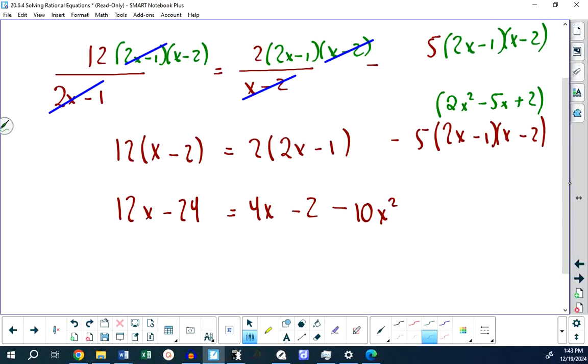2x times x is 2x squared. My outer product is negative 4x, and my inner is negative 1x, which is negative 5x, and then my final product is 2. So the negative 5 times the 2x squared is negative 10x squared. The negative 5 times the negative 5x is 25x, and the negative 5 times the 2 is negative 10.